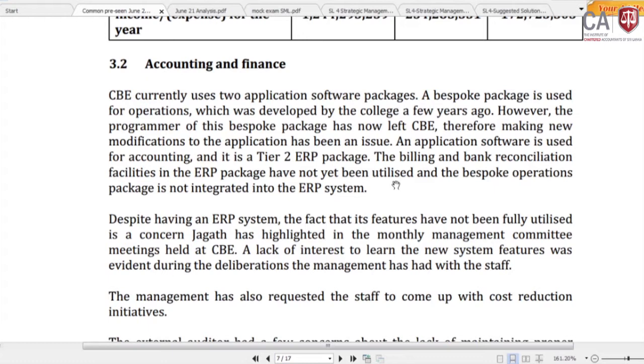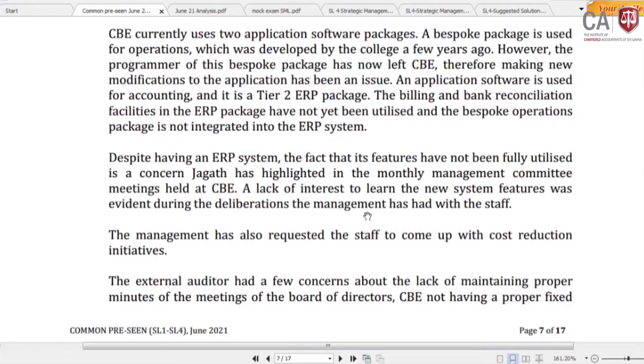Then they have another application software used for accounting, that is a tier 2 ERP package. The billing and bank reconciliation facilities in the ERP package have not yet been utilized, and the bespoke operation package is not integrated into the ERP system. Despite having an ERP system, the fact that its features have not been fully utilized is a concern Jagat has highlighted in the monthly management committee meeting held at CBE.